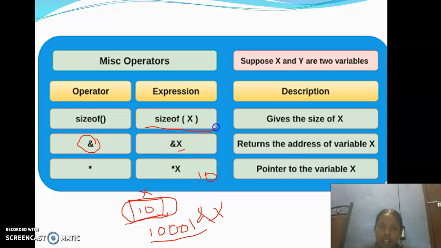Now this sizeof is nothing but what? It will return the number of bytes of memory allocated to x. For example, x is declared as integer. So this sizeof will return the value as 4 bytes according to your compiler. So these are the different types of operators.